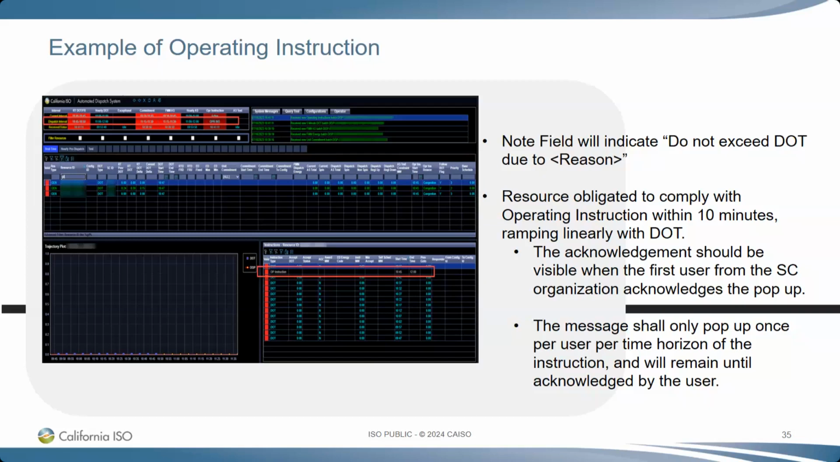The acknowledgement is going to be visible to the first user from the SC who looks at it. There's going to be a pop-up. That pop-up is going to stay up there, one time per user, per time horizon of the instruction, until it is acknowledged by the operator. So this is an example of what you would see if you're looking at ADS and you got that operating instruction.